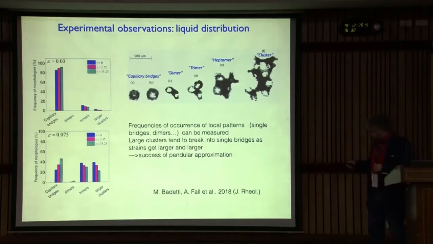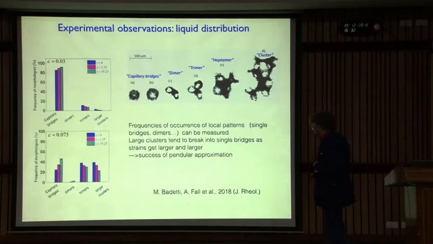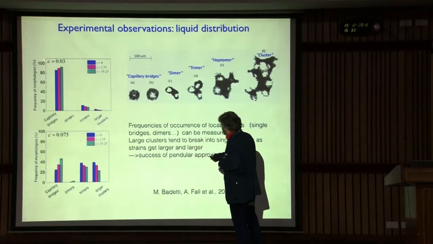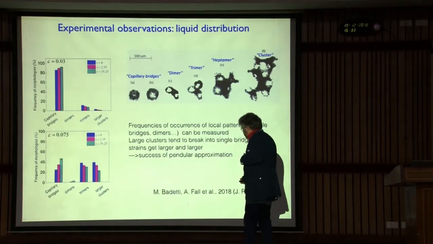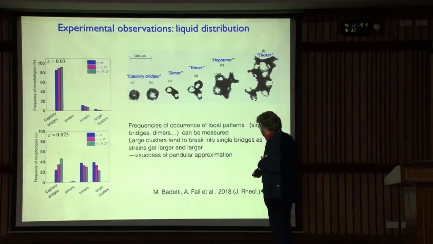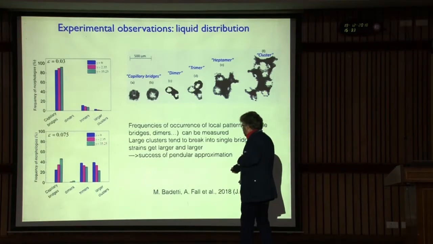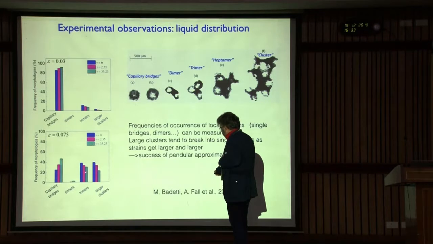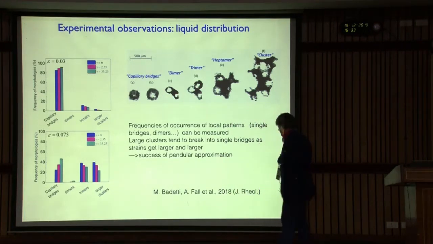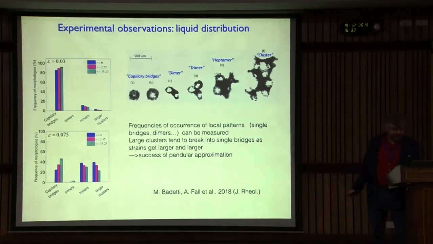And my colleagues even did the statistics about the frequency of isolated bridges, dimers, trimers, or larger clusters. So here, with this value of the solid content, we are very much within the pendular regime. Then for this larger liquid content, we're exiting the pendular regime, but not that much. And the interesting aspect here, and the good news, is that the larger the strain gamma, the less frequent the merged liquid bridge clusters are, so fewer trimers if you go to a larger gamma here, fewer larger clusters. This is a classification of those patterns we see here. So results published in this paper. So this is rather good news.